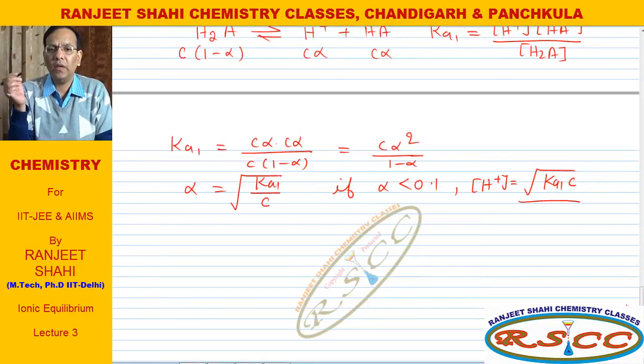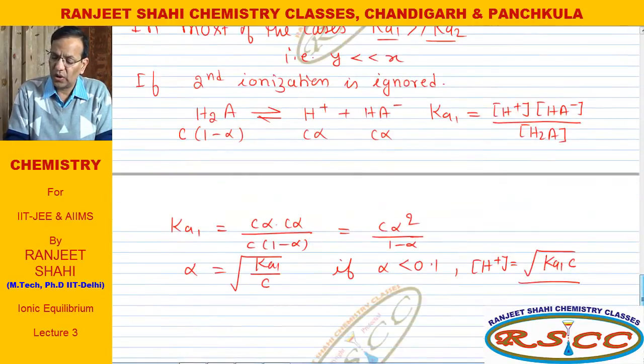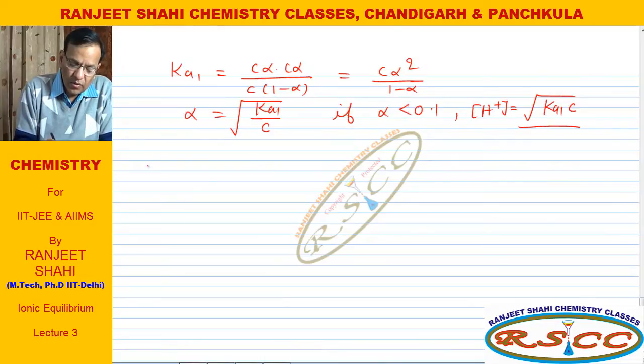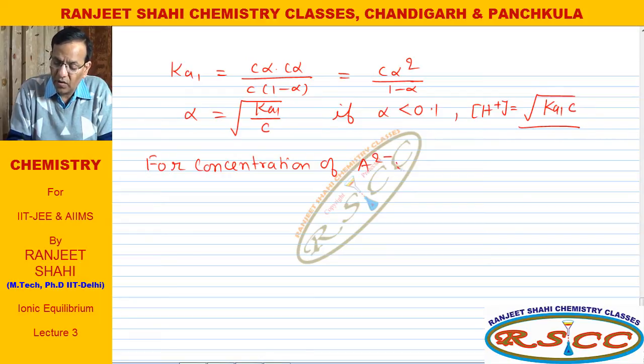One more question is usually asked in the case of dibasic acid: what will be the concentration of A2 minus here? For the concentration of A2 minus, we will have to use Ka2, which is equal to the concentration of H plus into the concentration of A2 minus upon the concentration of HA minus.